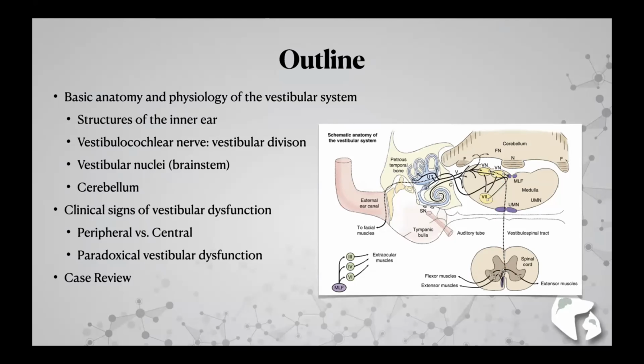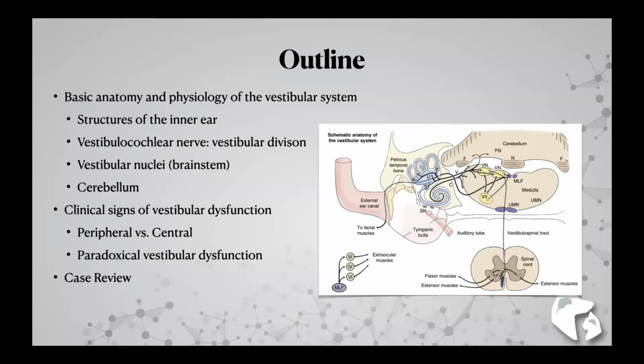We'll go through the vestibular nuclei, which are located within the brainstem, the cerebellum, and then we'll go through clinical signs of vestibular dysfunction, so peripheral vestibular disease versus central vestibular disease, and then the paradoxical vestibular dysfunction, which if you did listen to the neuroexam lecture, it did briefly mention in there as well. And then I just have a couple of cases that we'll go through to try and suss out what we can see and try to apply what you've learned today.